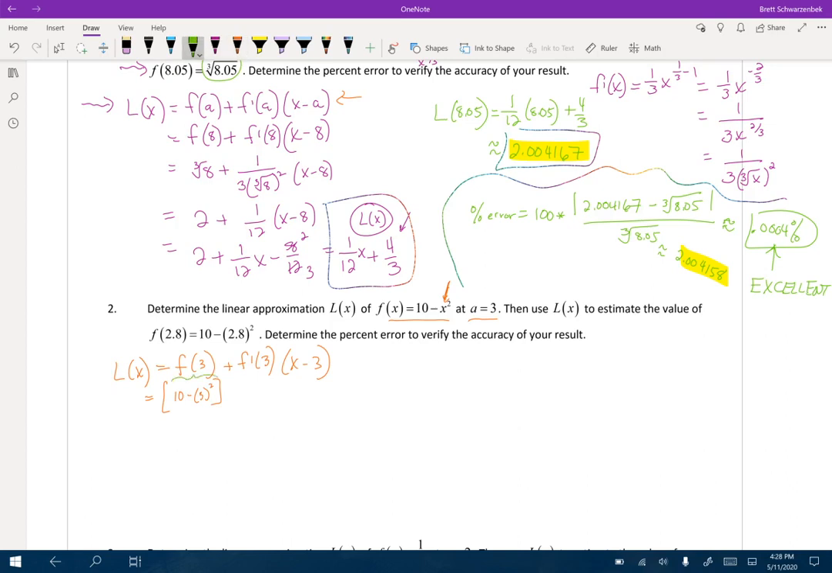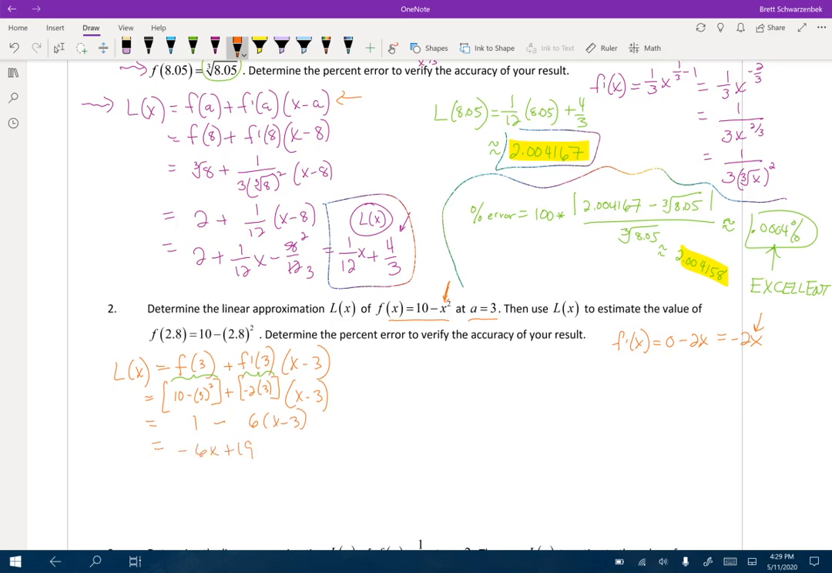And then we're going to add, well, we need the derivative. f prime of x is equal to 0 minus 2x, which is negative 2x. So now I need to plug 3 in there. So negative 2 times 3, which is, so that is that. There you go, times x minus 3. All right, so if we do the math here, this is 1, this is 6, and this is x minus 3. If we distribute and collect like terms, we're going to get negative 6x plus 19.